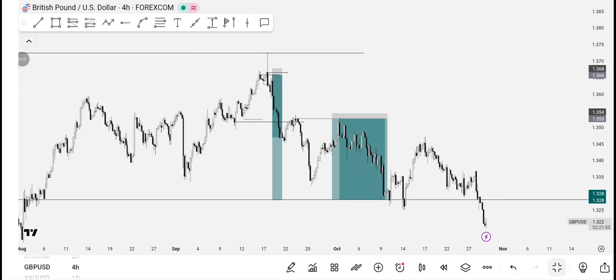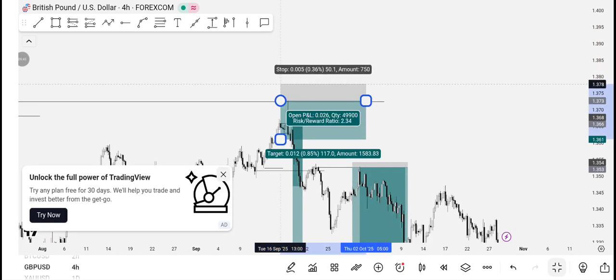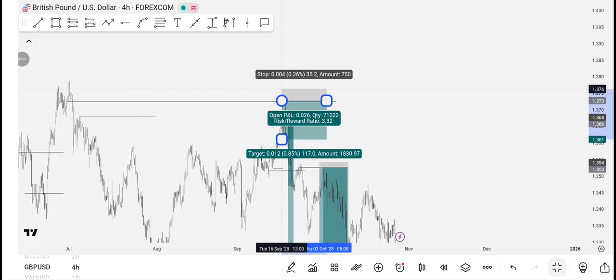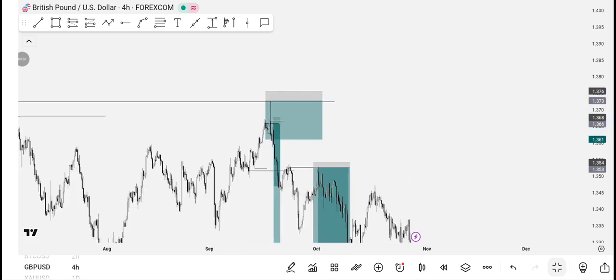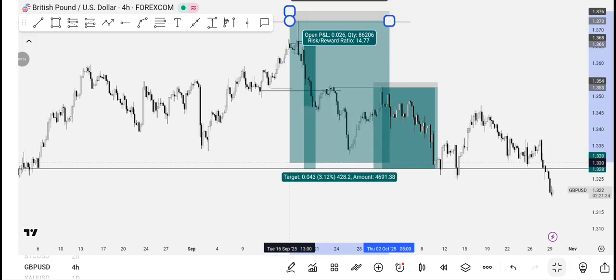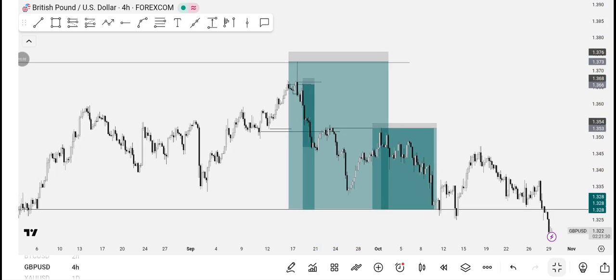So we have like 3 entries from the weekly zone with massive risk reward. We have this to be here, our stop loss to be above that high. Then we are targeting the week's low. So this is it.